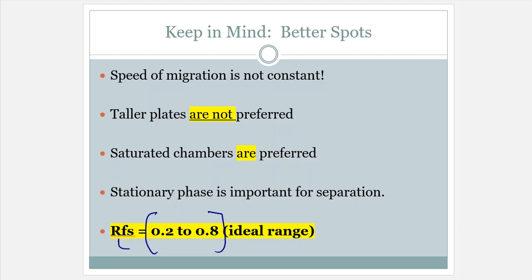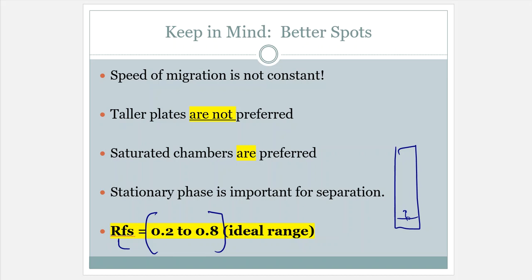This kind of goes hand in hand with that, but it's really talking about migration rates. It's not talking about absorption here. The idea here is that on a plate, here's my start point. I want things to move. I want things to migrate. I don't want things just staying there at the spot where I applied the sample. So movement is going to be a positive thing. I want to see that.